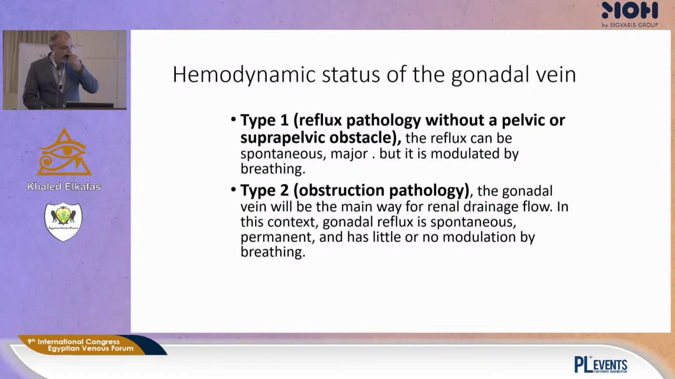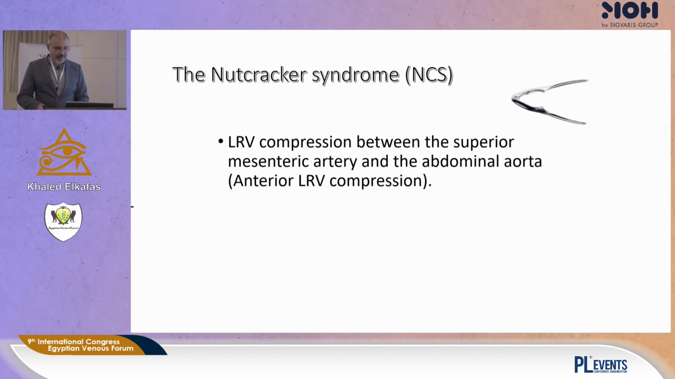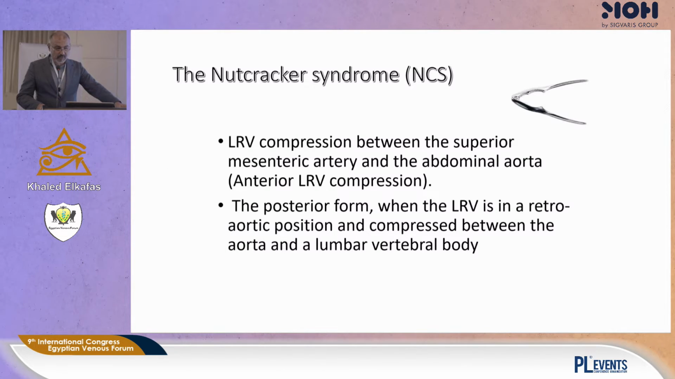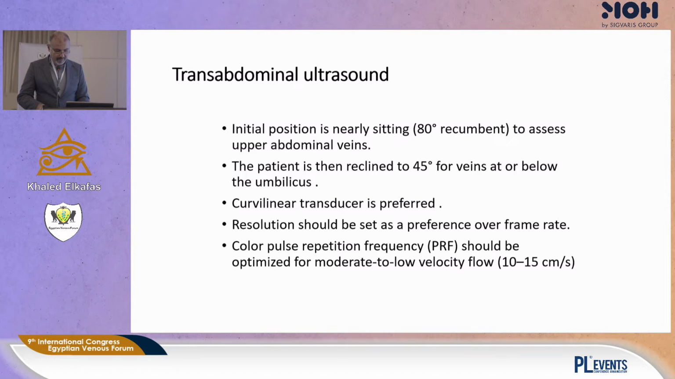Also, divided into type 1 without obstruction, type 2 with obstruction. So examination of the left renal vein, we try to exclude the nutcracker syndrome. We have 3 types. The most common type is compression of the left renal vein between the superior mesenteric artery and the aorta. The less common is the posterior form, which is compression of the left renal vein between the aorta and the vertebral column. And the rare form is circumaortic left renal vein.